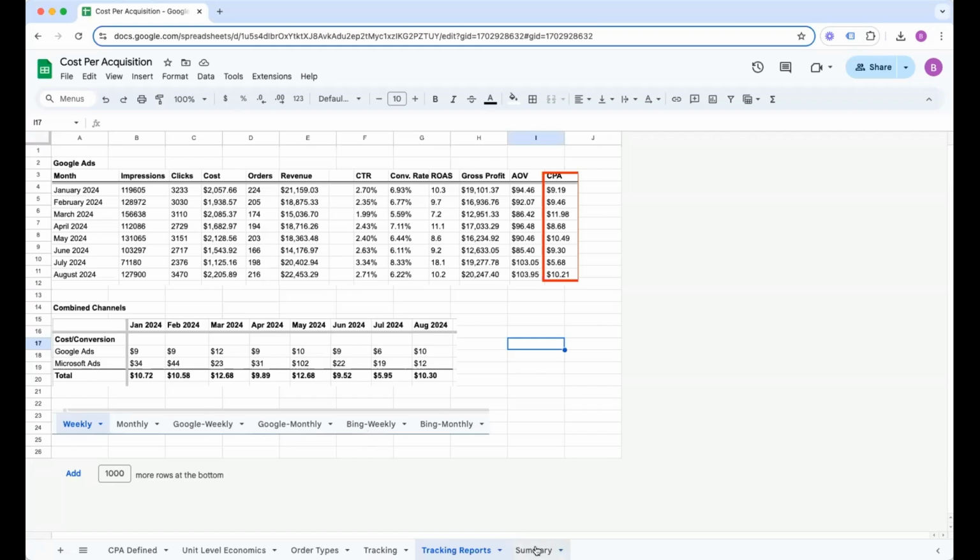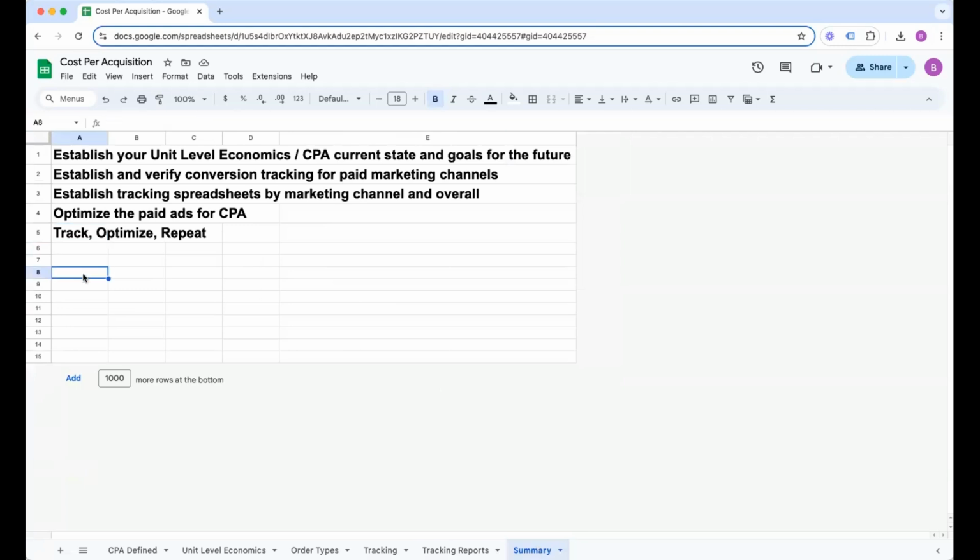All right, so let me summarize everything here. Step 1 is to work on establishing your CPA current state and use unit level economics to do that. And start doing some goal setting and forecasting for some tangible next steps that you may be able to take to achieve the direction you want to get to. Step 2 is to establish and verify all of your conversion tracking for the paid marketing channels and get to a point where it's reliable and you can trust that the data is pretty much accurate.